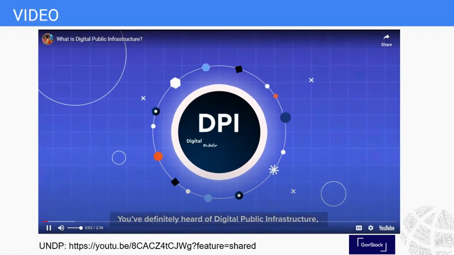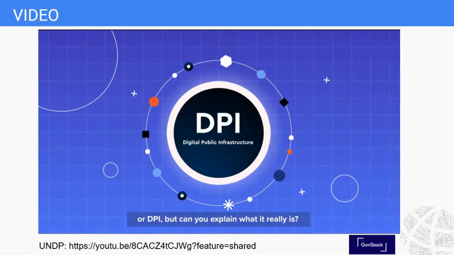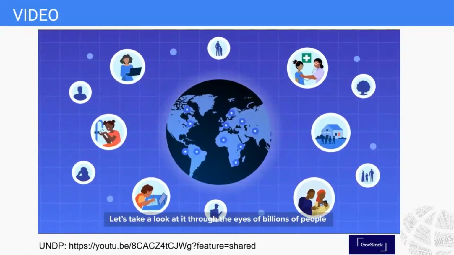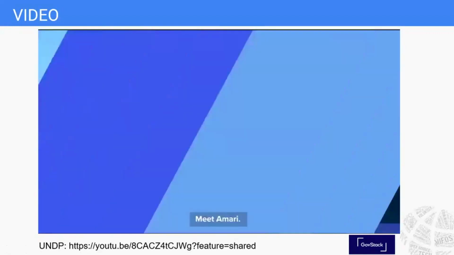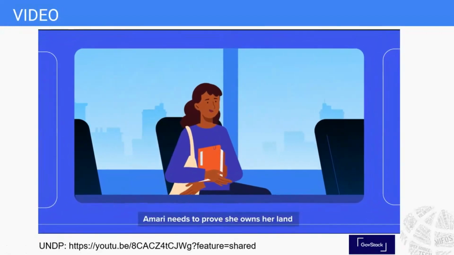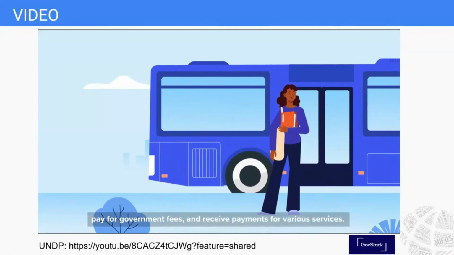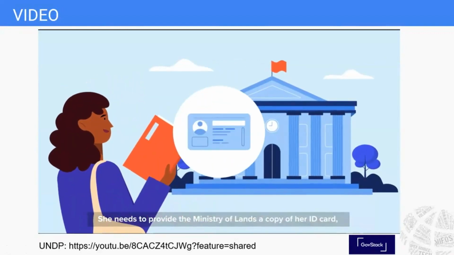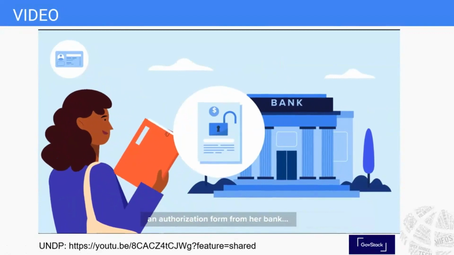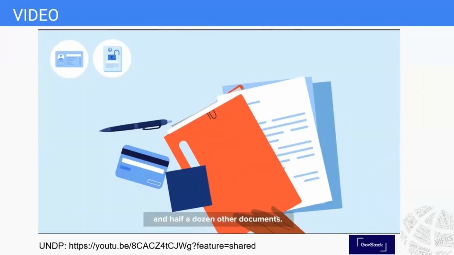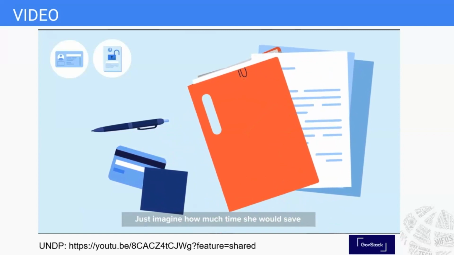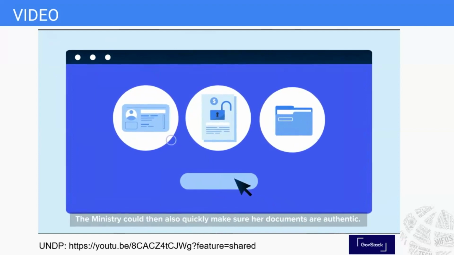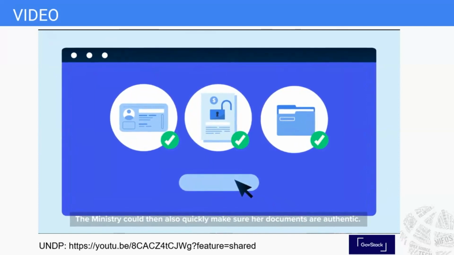You've definitely heard of digital public infrastructure, or DPI, but can you explain what it really is? Let's take a look at it through the eyes of billions of people at the risk of being left behind. Meet Amari. Amari needs to prove she owns her land, pay for government fees, and receive payments for various services. She needs to provide the Ministry of Lands a copy of her ID card, an authorization from her bank, and half a dozen other documents. Just imagine how much time she would save if she could access these documents with just a few clicks. The ministry could then also quickly make sure her documents are authentic.